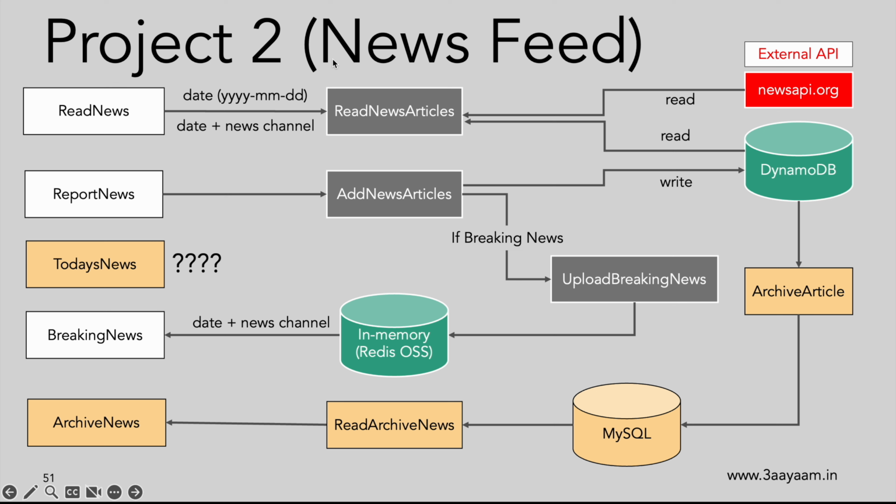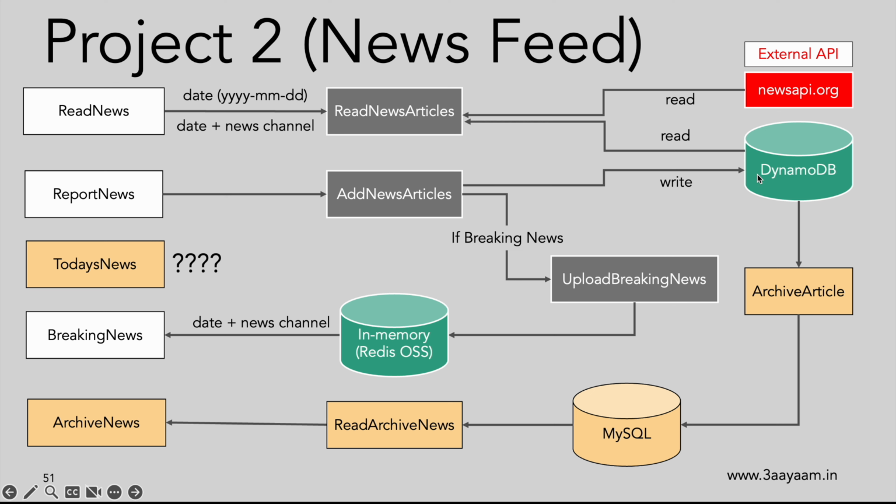Now, if you see, the architecture is a little different. I have a few other boxes also. We have read news articles, add news articles, upload breaking news, read archive news, etc. So what am I going to do? We'll still be using Postman, but Postman would send the request to this read news API. And this read news API would call read news articles.